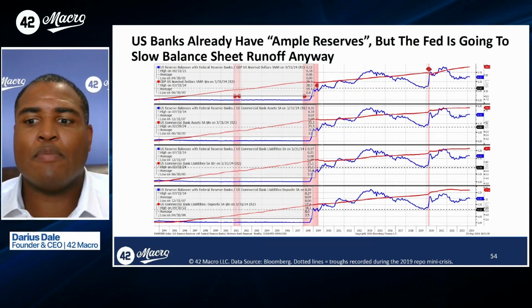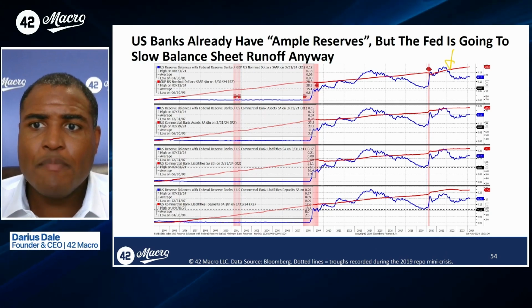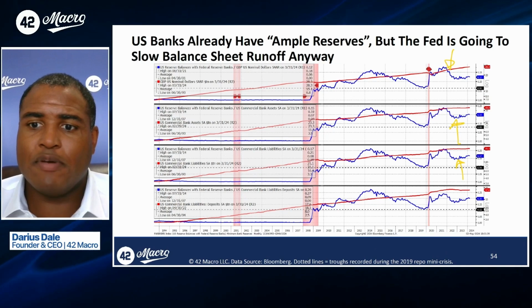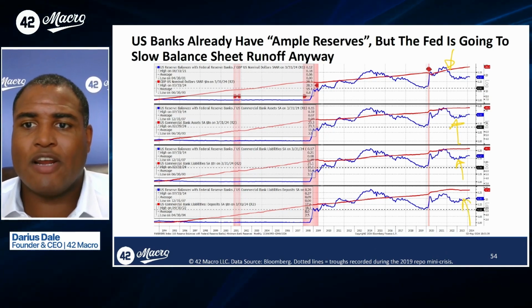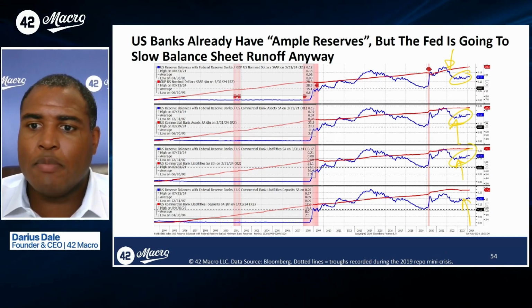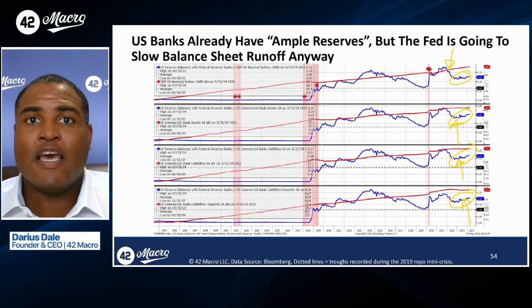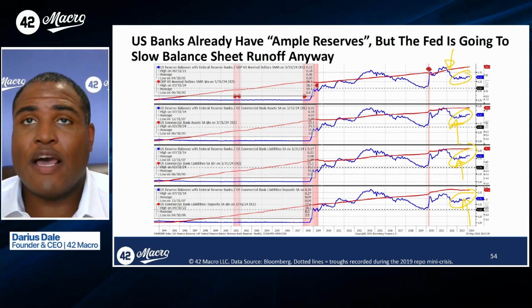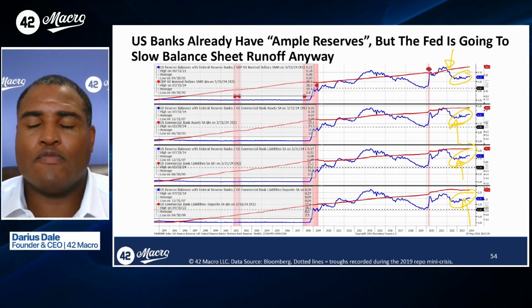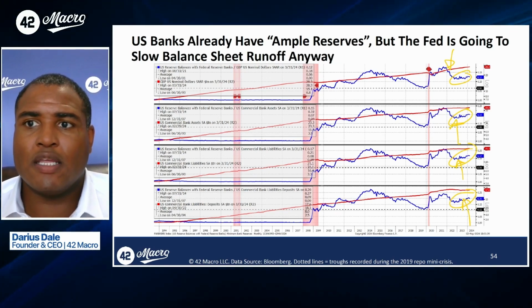U.S. banks already have ample reserves, but the Fed is going to slow balance sheet runoff anyway. So in this chart, we show bank reserves in the blue line as a share of nominal GDP, as a share of bank assets, as a share of bank liabilities, and as a share of bank deposits. No matter how you slice and dice it, bank reserves have been rising over the past couple of years. And the reason is that the Fed and Treasury for a large part of the last 5 to 6 quarters have been implementing dovish monetary policy from the perspective of forward guidance and the perspective of net financing policy. That's changing at the margin, which we'll talk about in the leftover section.